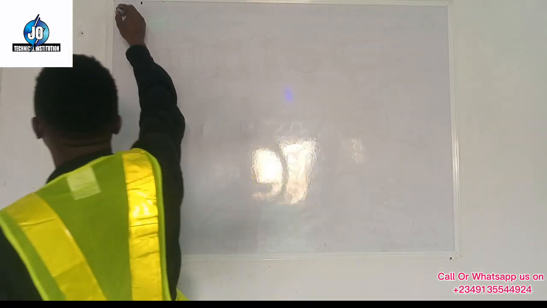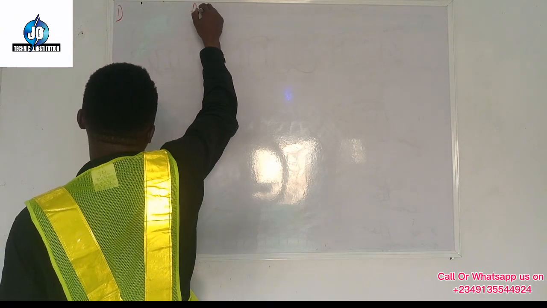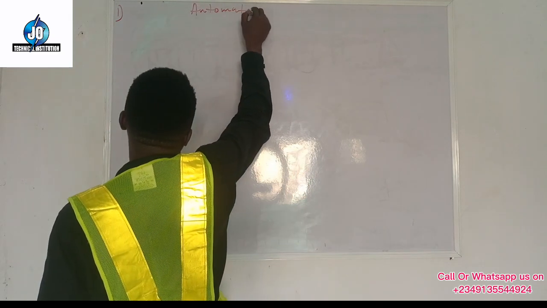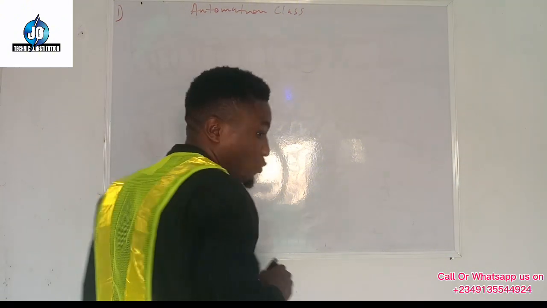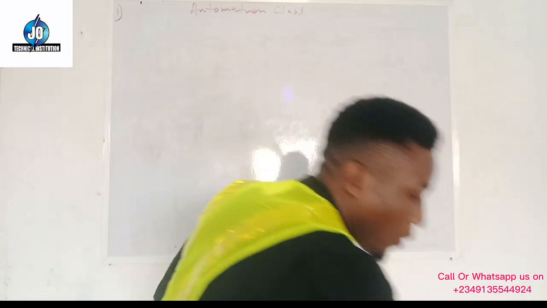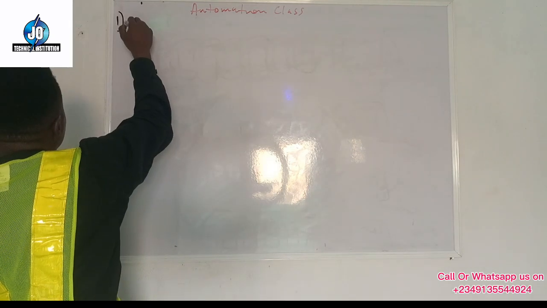We said that for you to become an automation engineer, the first thing you have to understand is breakers. We are talking about automation today, automation class. So the first component you must understand how to use is the breaker. Number one, breaker.